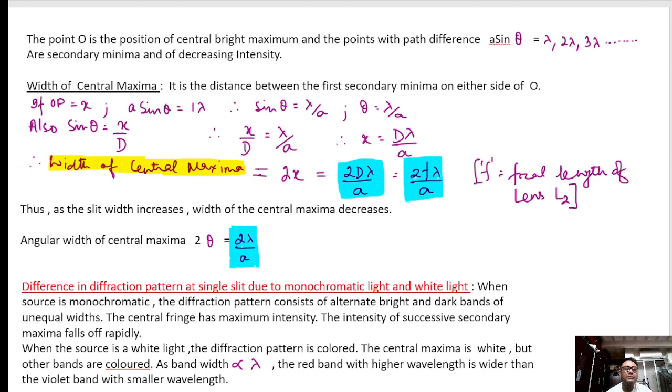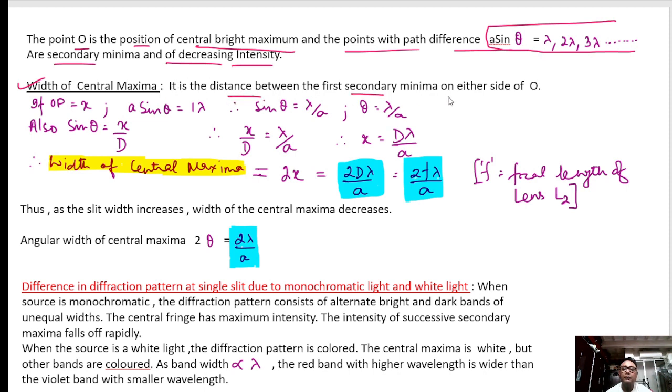Next, let us see the next. The point O is the position of the central bright maxima, and the points with path difference lambda, 2 lambda, 3 lambda will have the minima of decreasing intensity. Now we want to know what is the width of the central maxima.